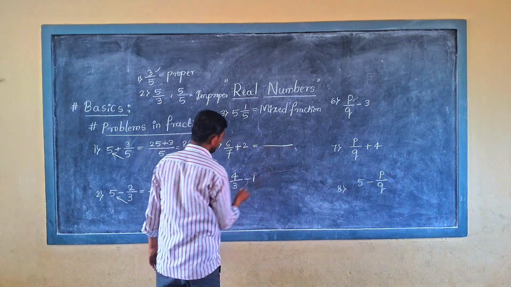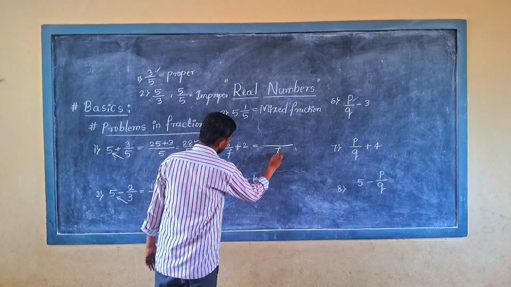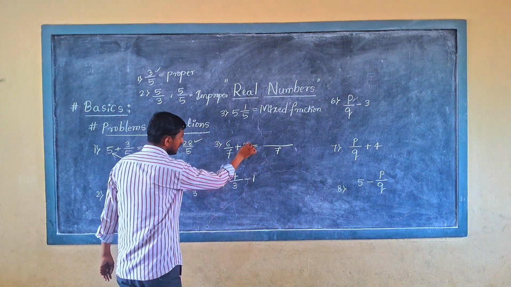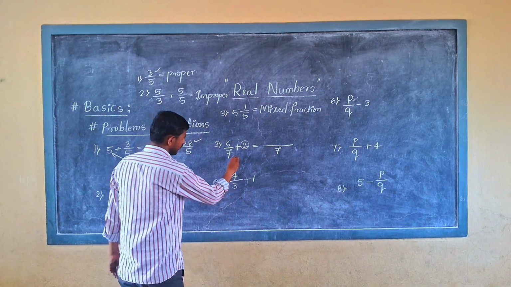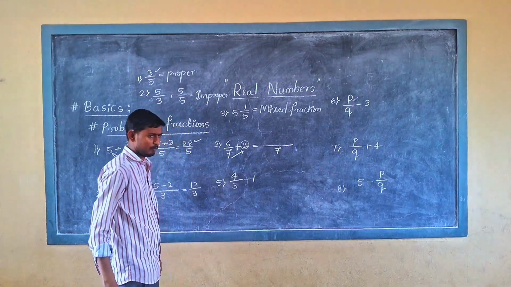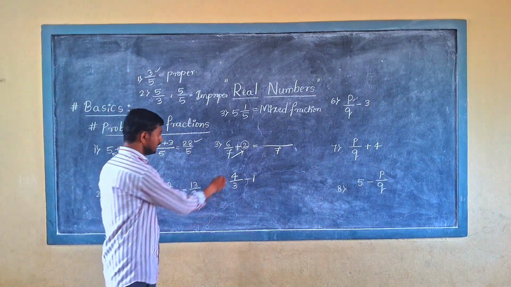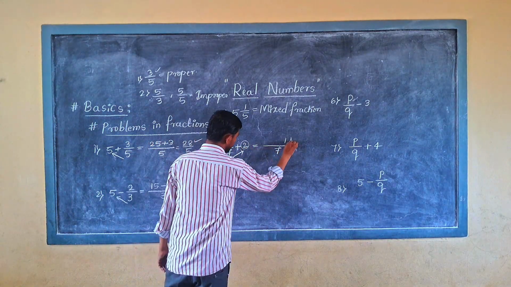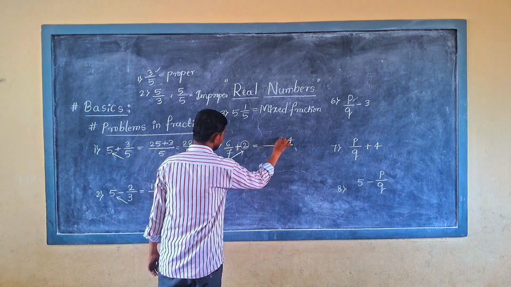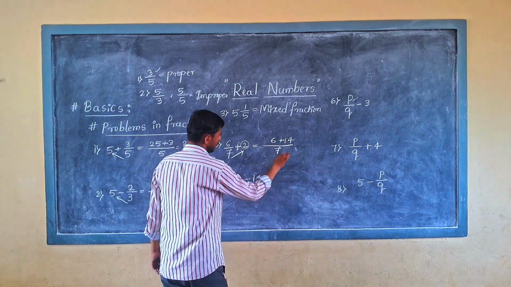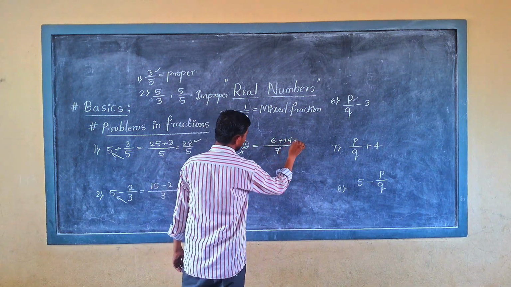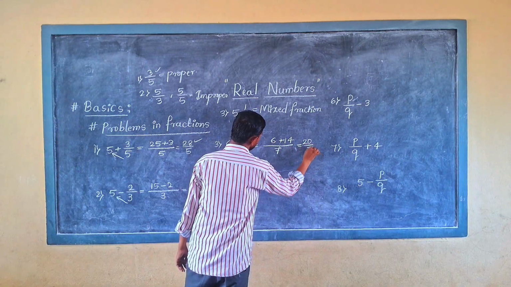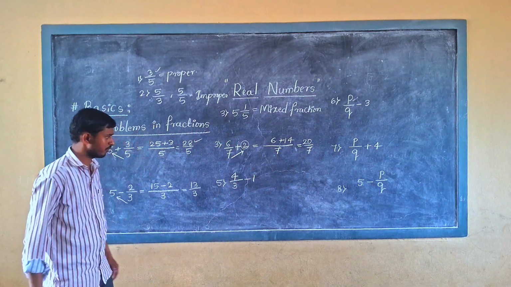Is equal to, dash. Here the denominator is 7, and here is the single value. We multiply the denominator with that value. 7 2s are 14, plus 6, so 6 plus 14 is 20 upon 7. This is the answer of this one.